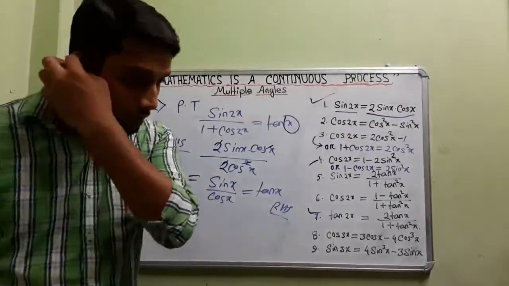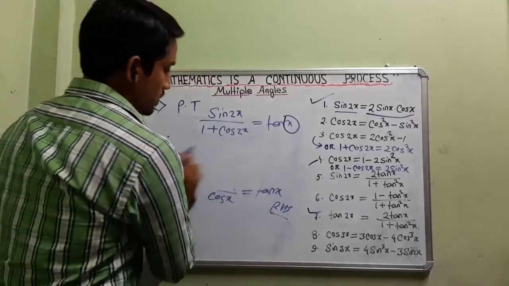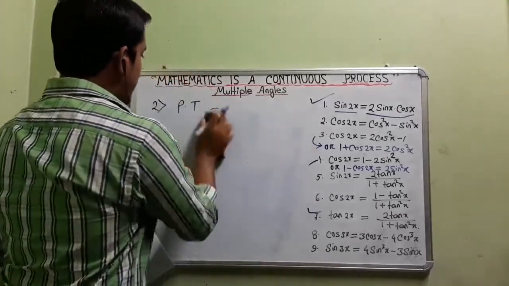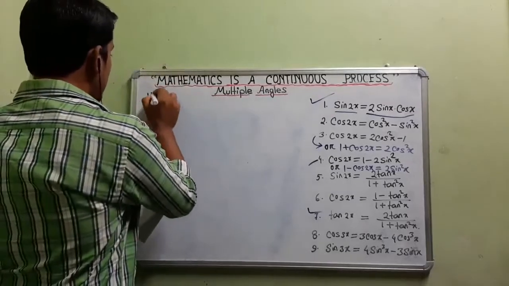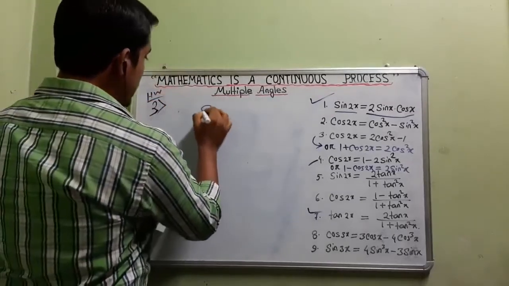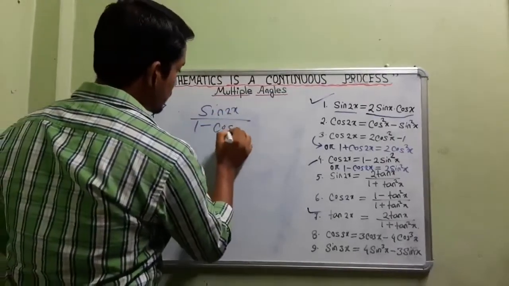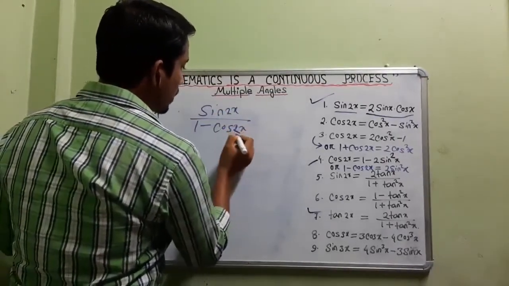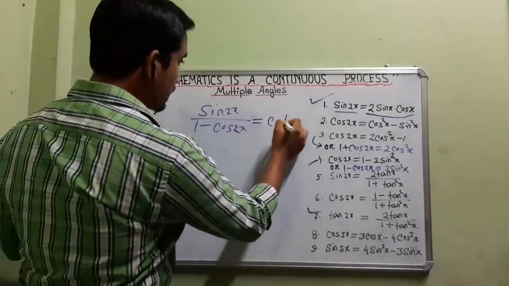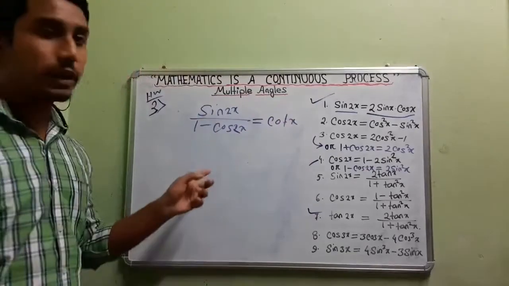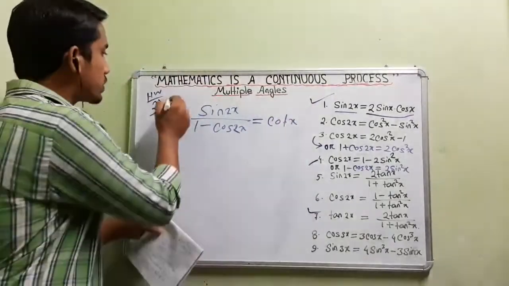Let me give you one similar type of homework so that you get to know the things better. So one home assignment for you. The question is sin 2x, again sin 2x divided by 1 minus cos 2x. Try to find some formula for 1 minus cos 2x out of this. That one should be equal to cot x. You are supposed to prove that. This is the question, prove that.